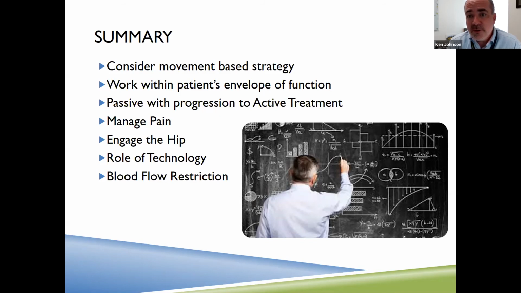Work within their envelope of function. You can modify that envelope of function by using different environments or mediums within which they're exercising, whether it's loaded or unloaded. We like to take a passive approach at first because that builds trust and confidence. Making somebody feel better is going to make them a lot more adherent to sticking with therapy, and managing their pain is essential. For any type of lower extremity involvement, we like to engage the hip. Look at the hip and see what's going on up top, because that's going to control the rest of the limb in space and when that foot meets the ground.